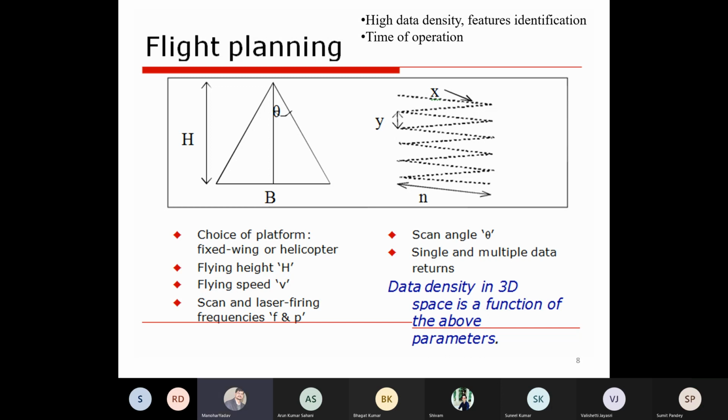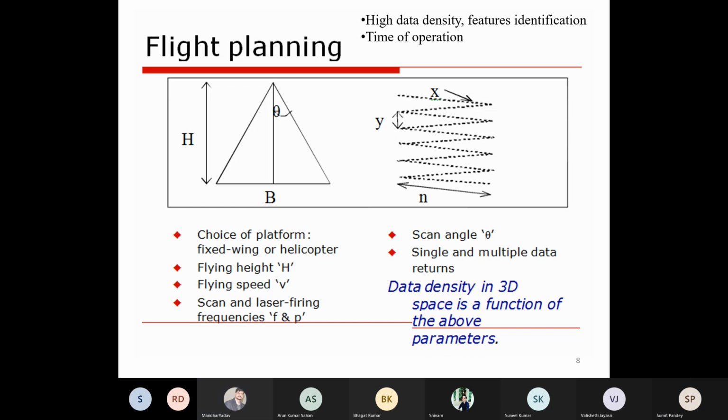If you see in the figure, from the left end to the right end, one swath is covered, but again from the right end the lines come back to the left end. This bidirectional scanning pattern we obtain when we use an oscillating mirror in the laser scanner unit. Is it clear to all? Yes, sir.